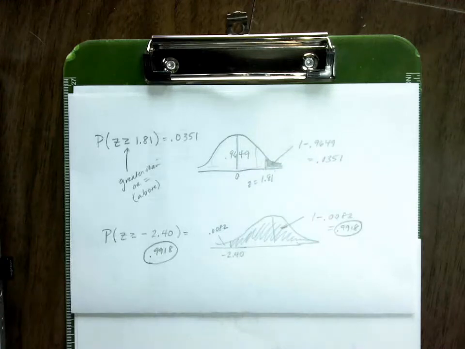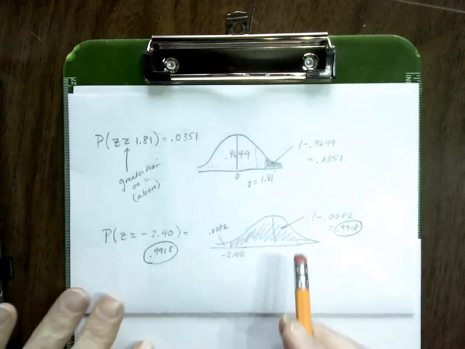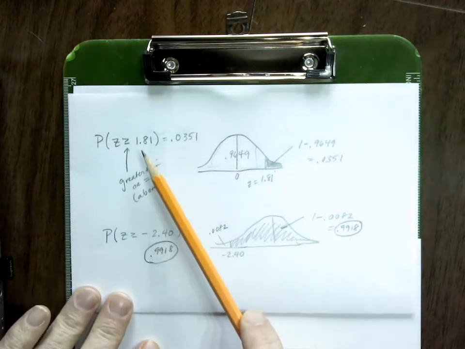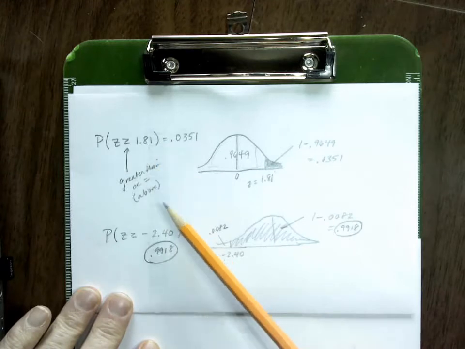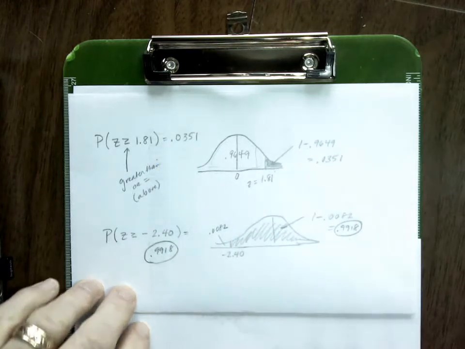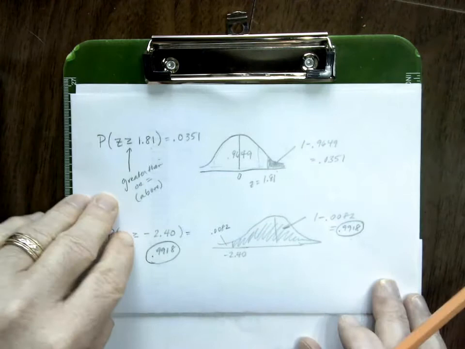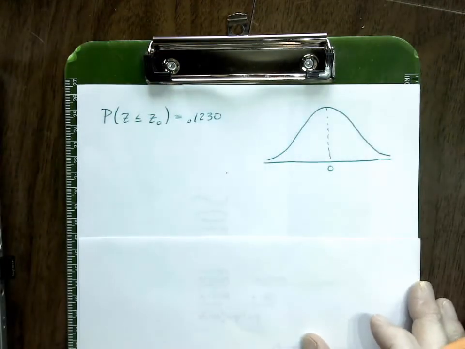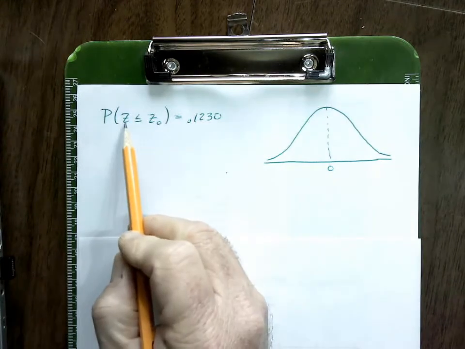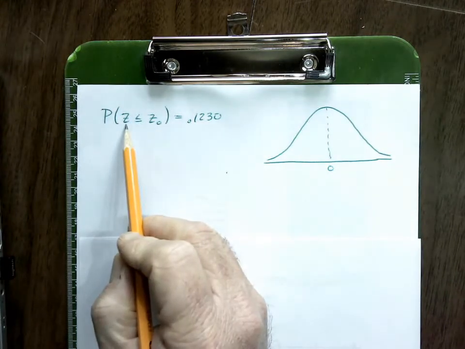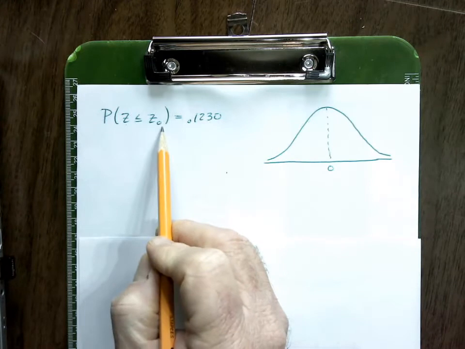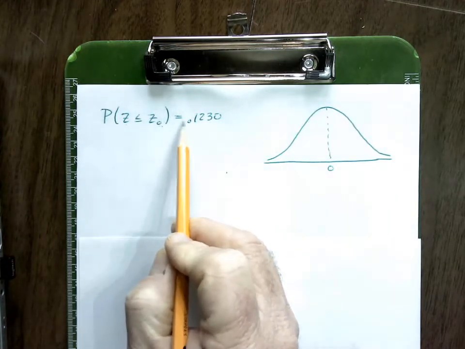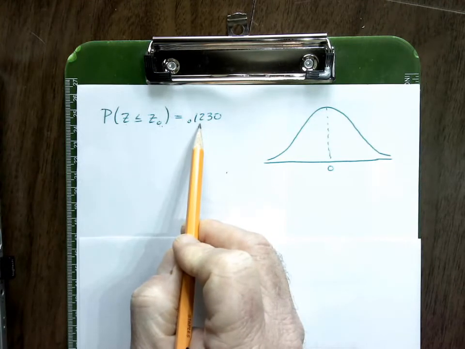So we've talked about finding probabilities given a z-value. These are problems where we were given a z-value and we found the area. But what if we know the probability and we want to work backwards? For example, what if we know that the probability that z is below some z-value, we don't know what it is, we call this z naught, and that area or probability is 0.1230.